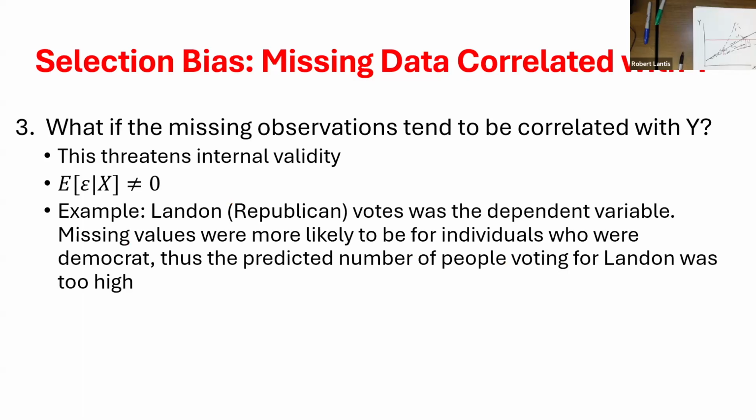So let's think about a similar idea here. Maybe the missing values were only for individuals who were more likely to vote Democrat. When I ran the regression without those, my dependent variable was whether or not they voted for Landon. If the fact that they didn't send the survey back was in any way correlated with whether they actually voted for Landon, correlated with that Y value, I might now see a different estimate, right? I might have a biased estimate, or selection bias essentially.